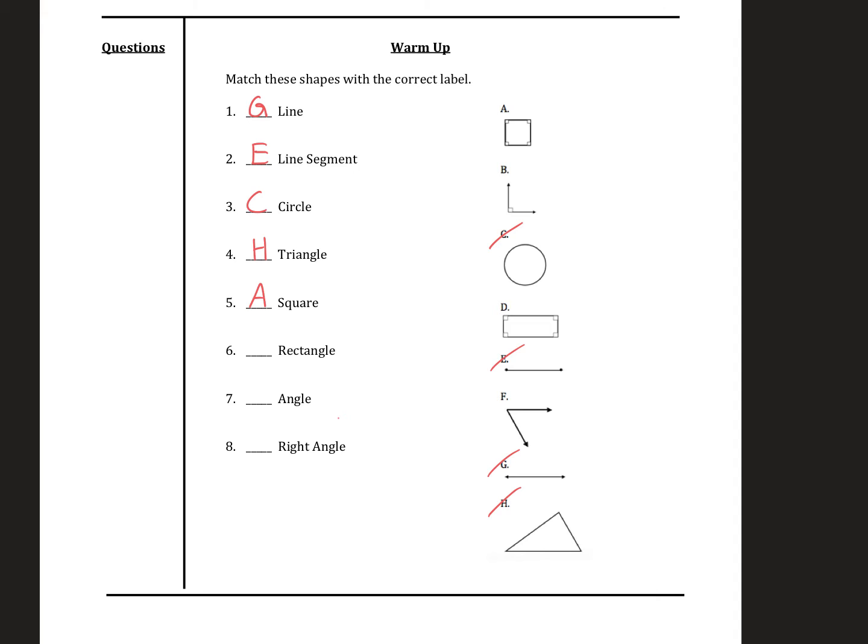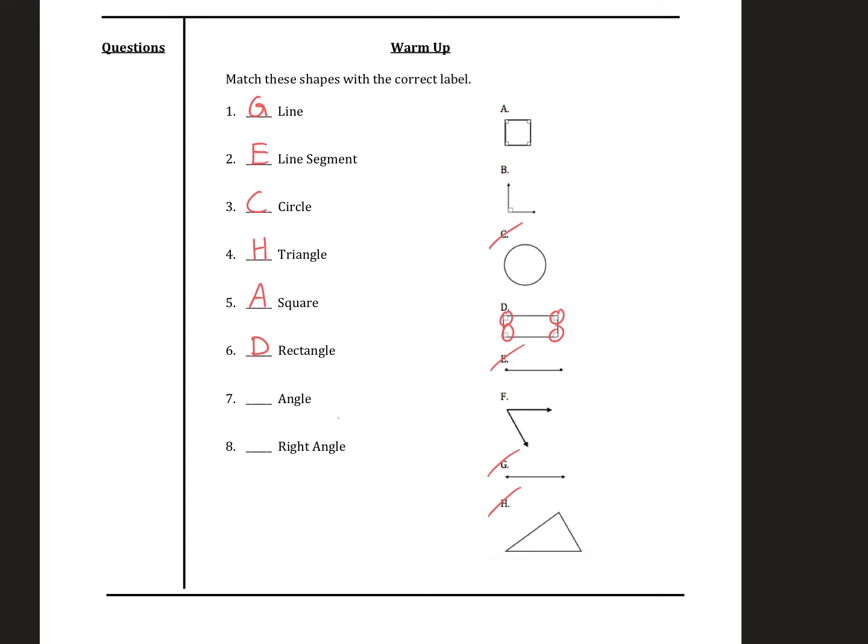A square is both a rhombus and a rectangle. A rhombus means that all the sides are congruent, and a rectangle means that all the angles are congruent. So a square is both a rectangle and a rhombus, and A in this case is the square. Which one's going to be the rectangle? Hopefully you said D. A rectangle has 4 congruent angles. It's a quadrilateral with 4 sides, and you can see these are all 90-degree angles, which means it is a rectangle.